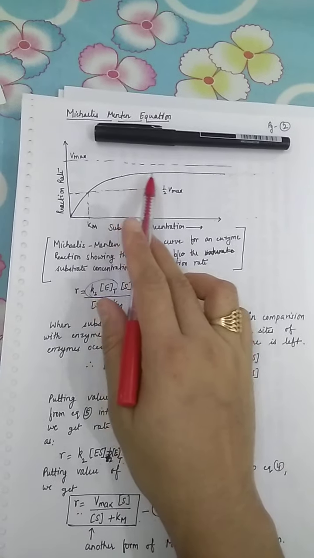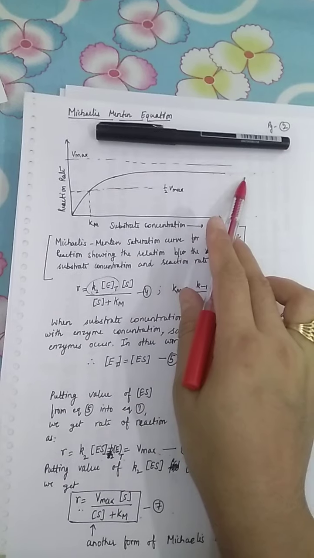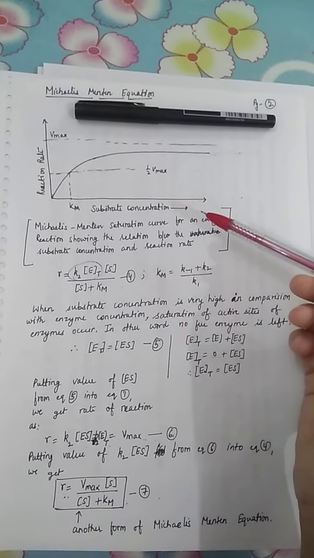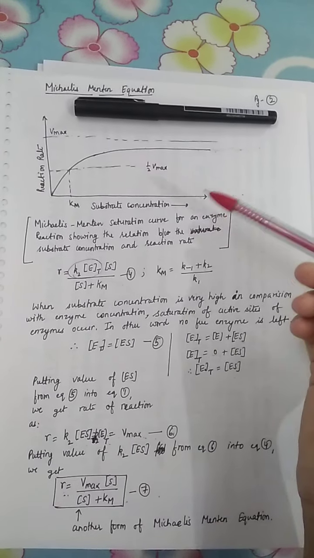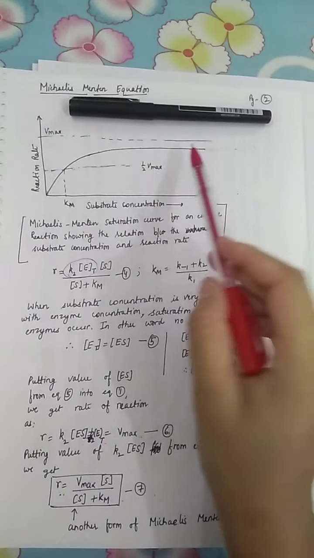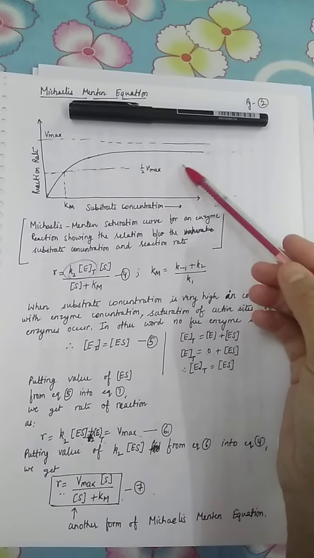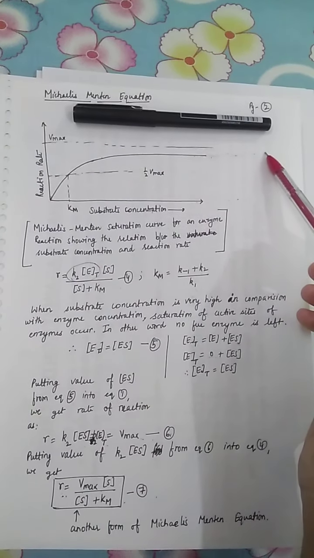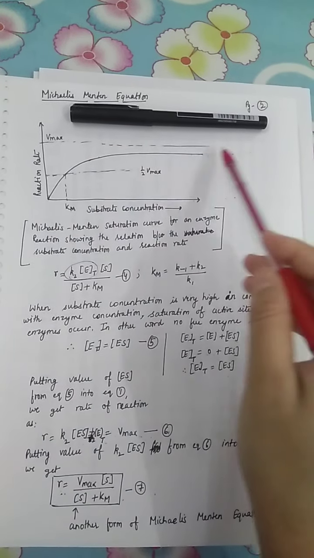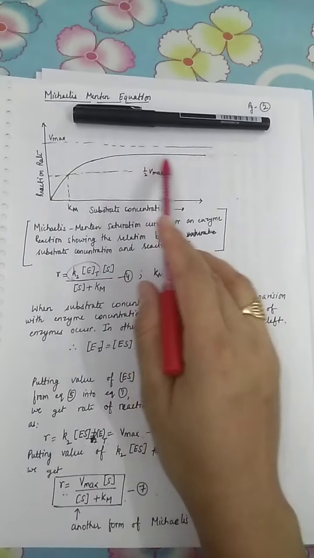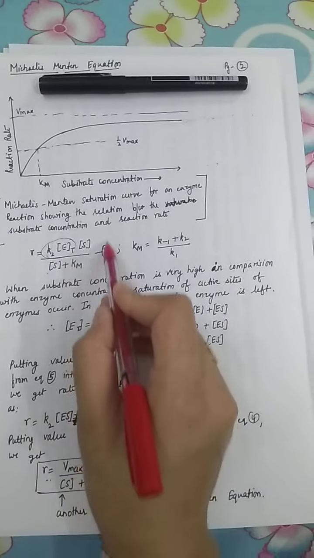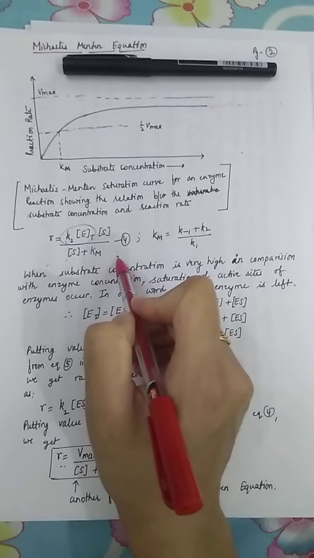Why does this saturation of the graph happen? All of us know that in an enzyme there are active sites which catalyze the reaction. On those active sites our substrate molecules combine and form an enzyme substrate complex. So if we have a very high concentration of substrate, all the active sites get saturated and our rate of reaction becomes maximum. It cannot increase beyond that point, so we are getting a plateau here. So this was our fourth equation, which we derived in the last class.